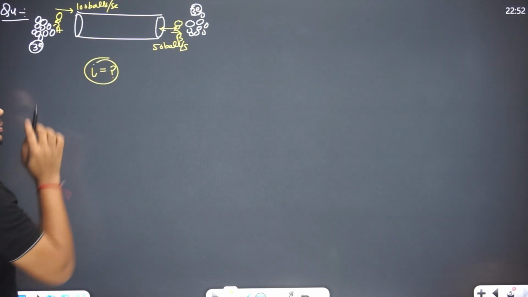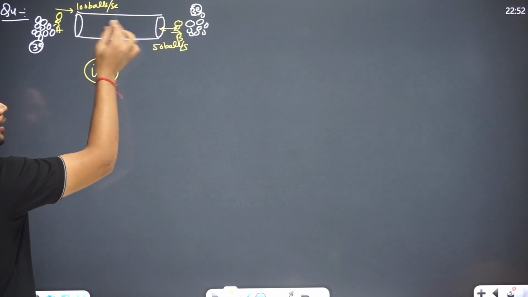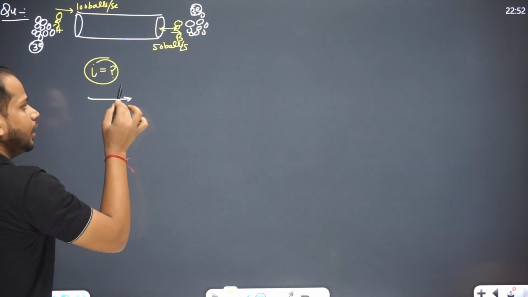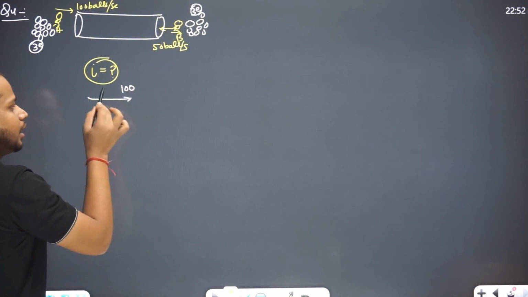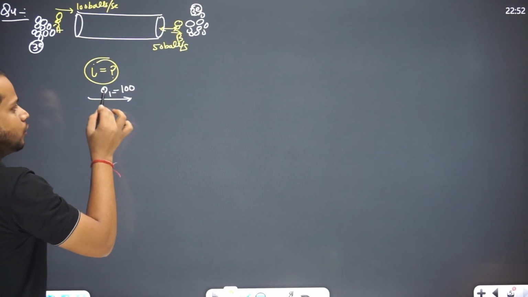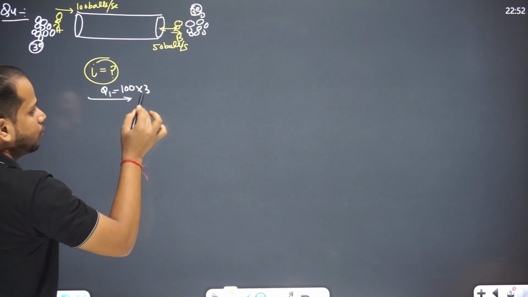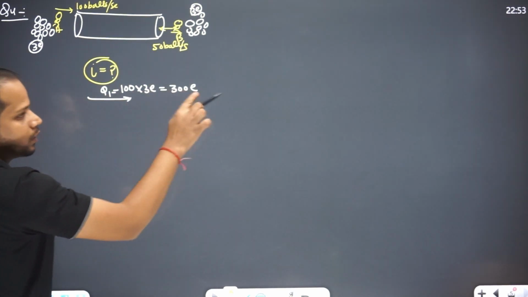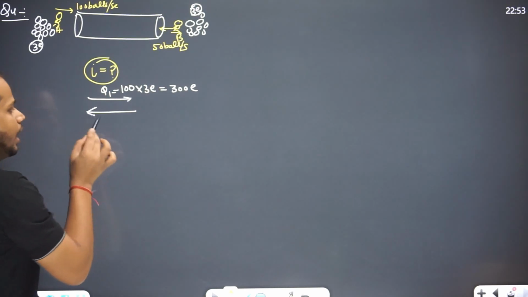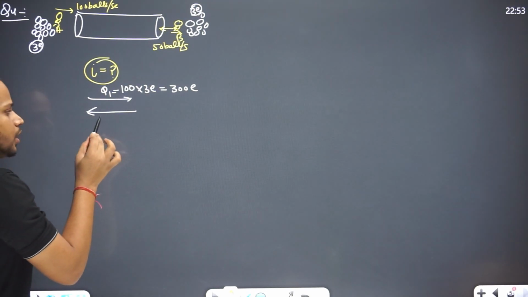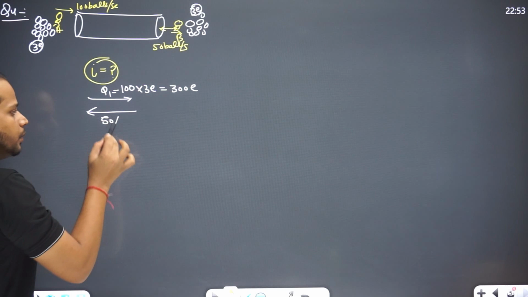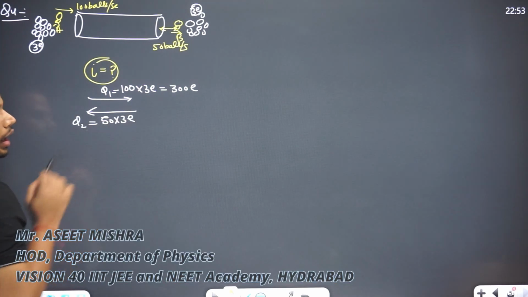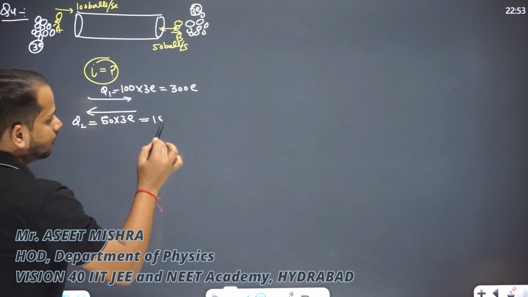Dealing with the magnitude of current, this one is sending 100 balls along this direction. So what is the charge along this direction? Q1, the charge, is 100 into 3e, so 300e charge is flowing along that direction. And along this one there are 50, so 50 into 3e, that is Q2, which is flowing along this direction.